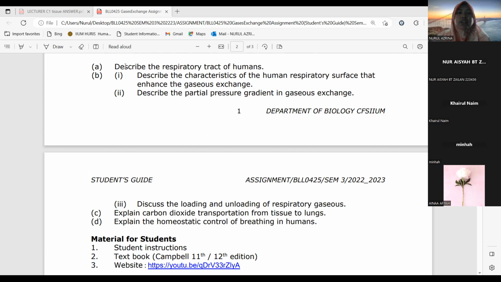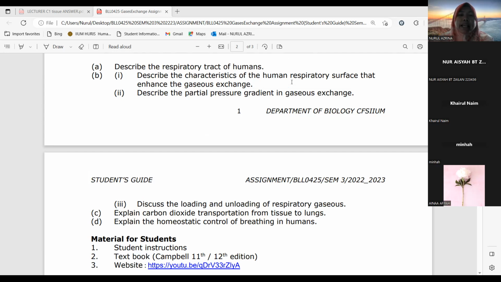Okay, so next is describe the characteristics of the human respiratory surface. What is a respiratory surface? This you also have to search for. Respiratory pigments we have learned in class: hemoglobin, myoglobin. What is a respiratory surface? You have to find out. Then you can understand how to describe the characteristics and the function of the respiratory surface.